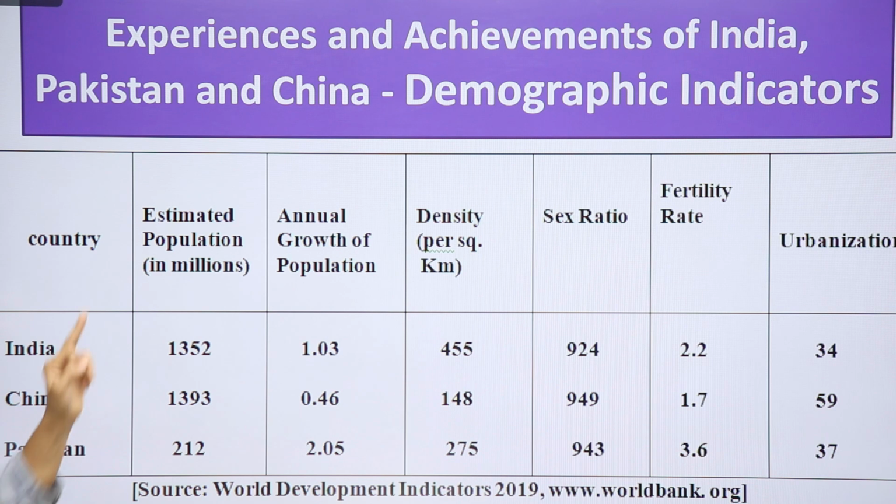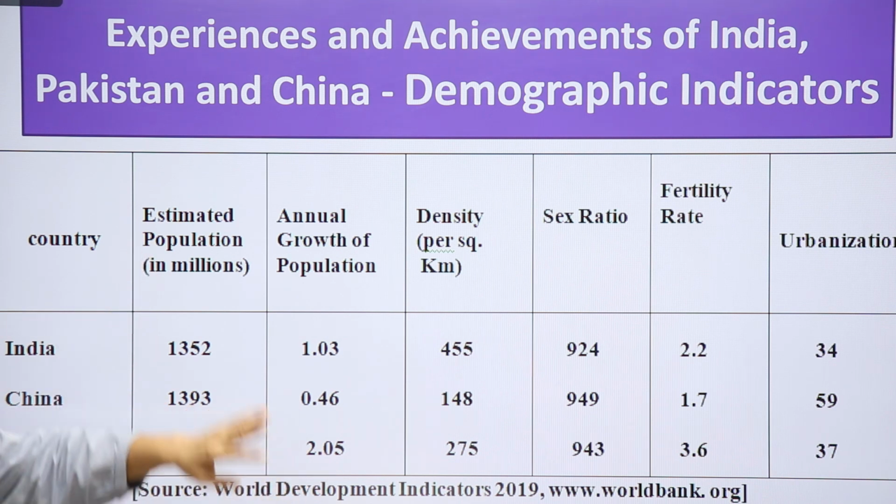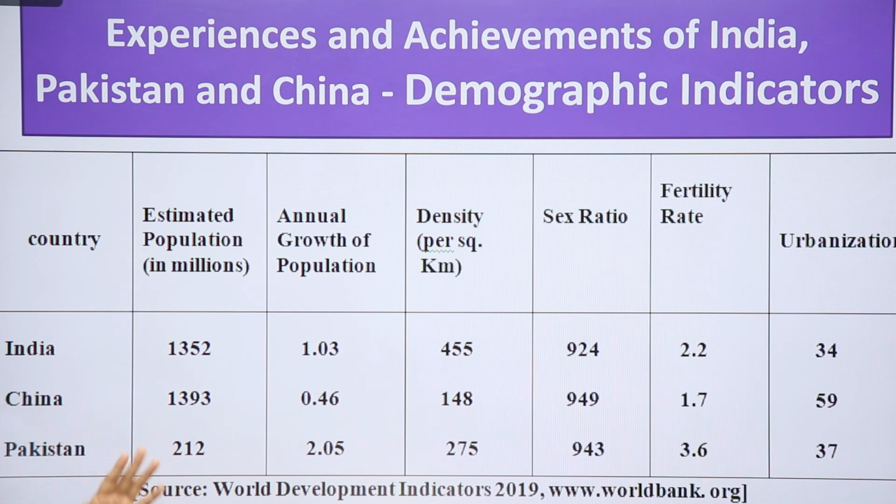That is India. In millions, what is the population in the year 2019? This data is for the year 2019. Now your data has changed, but I have included this data because it is given in your book, that is being referred to by all the schools of CBSE across India in different states. So the population of India as per the data of 2019 is 1352 million. For China it was 1393 million, and for Pakistan it is 212 million.